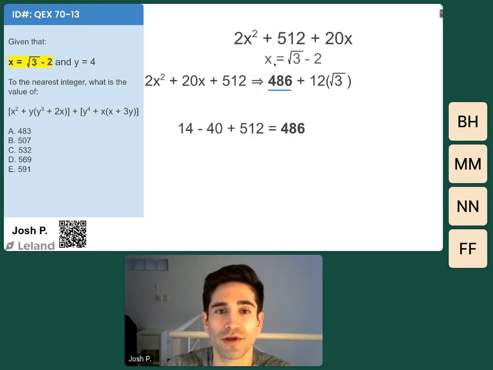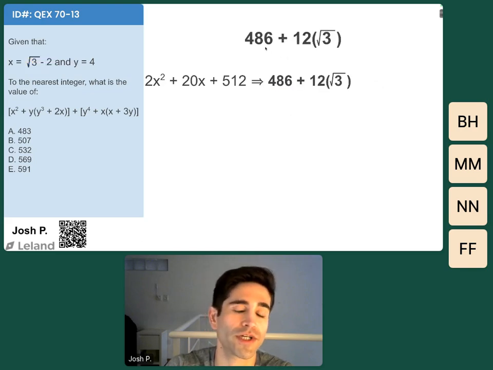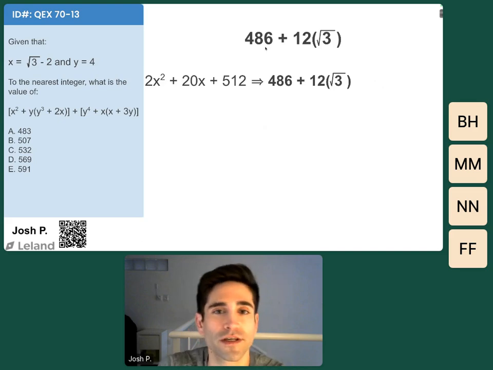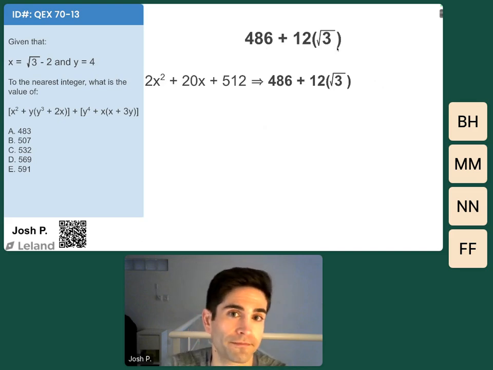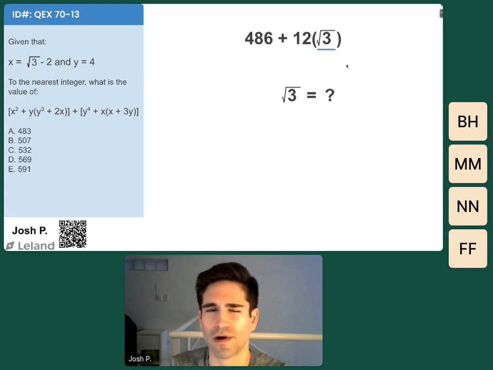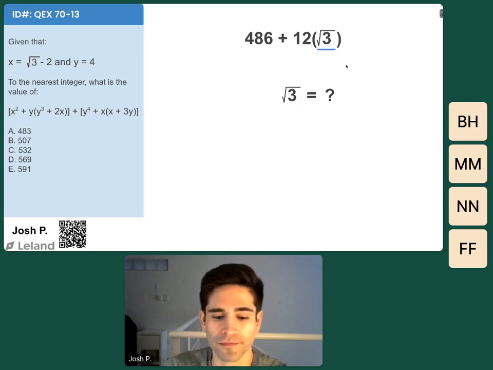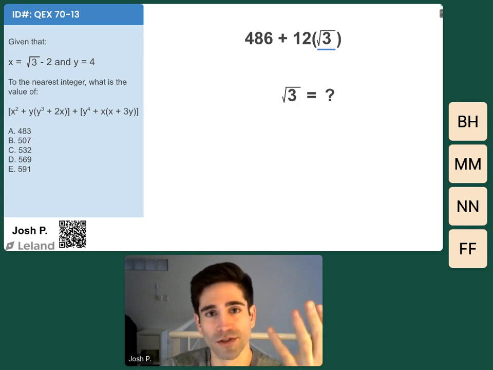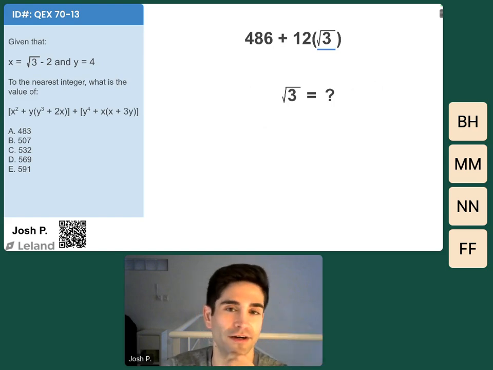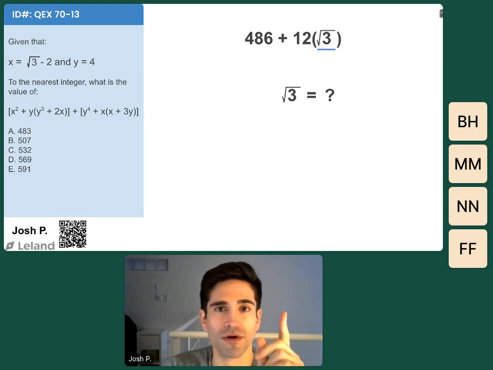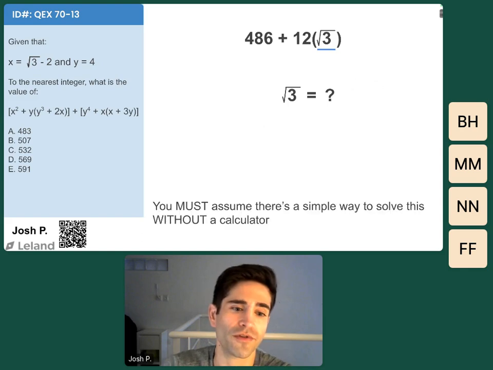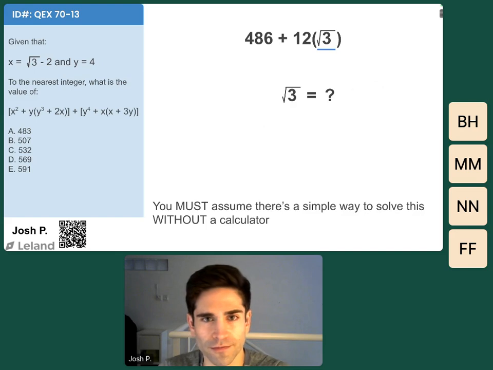So by inputting the value of x into this operation, we are left with 486 plus 12 times square root 3. And now you might think, okay, we have square root 3. I don't have a calculator. How can I do this? There must be a way to solve this without a calculator. You have to always know that. So you don't think about what you don't know. Think about what you do know.